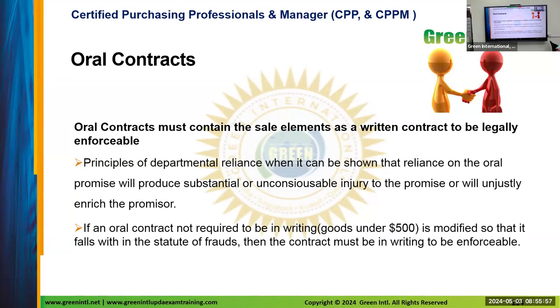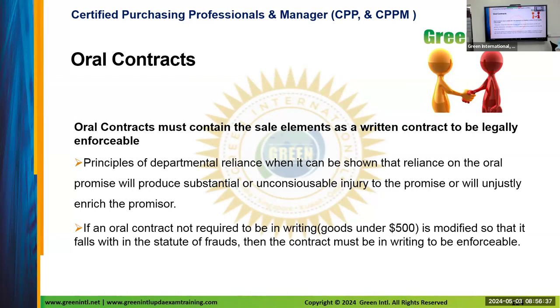Principles of detrimental reliance: when it can be shown that reliance on the oral promise will produce substantial or unconscionable injury to the promisee or will unjustly enrich the promisor. So oral contracts are very rare and nowadays rarely happen, but there are cases of them. For example, there is a kind of oral agreement between McDonald's and Coke. In such cases the principle of reliance should be followed.